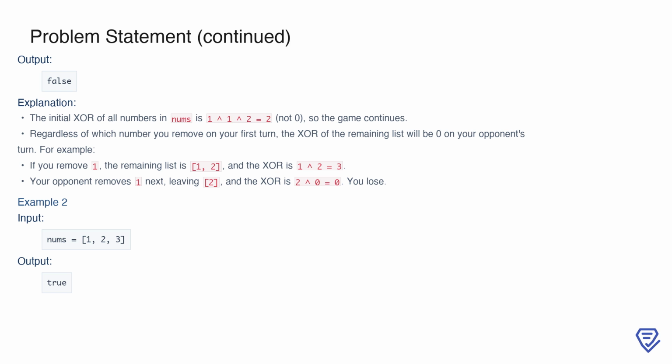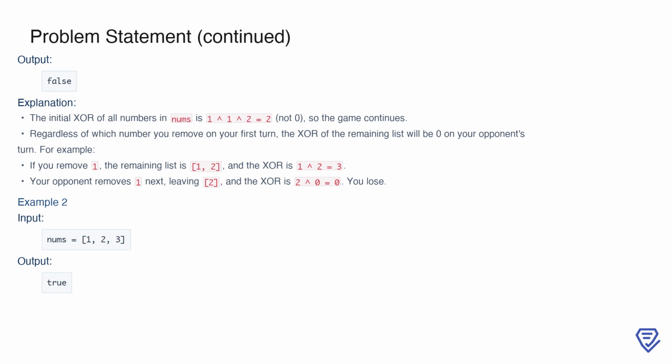Here, the input list is nums equals [1, 1, 2]. The output is false, which means you will lose if both players play optimally. To see why, the initial XOR of all numbers in the list is calculated as 1 XOR 1 XOR 2 equals 2. Since the initial XOR isn't 0, the game proceeds. On your first turn, no matter which number you remove, the XOR of the remaining numbers will be set up in a way that forces you into a losing position.